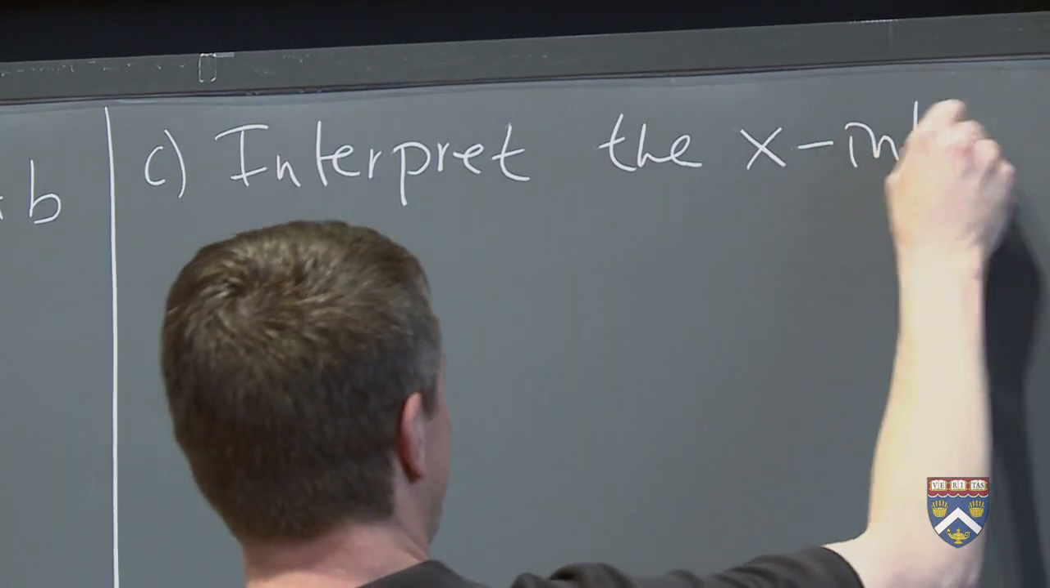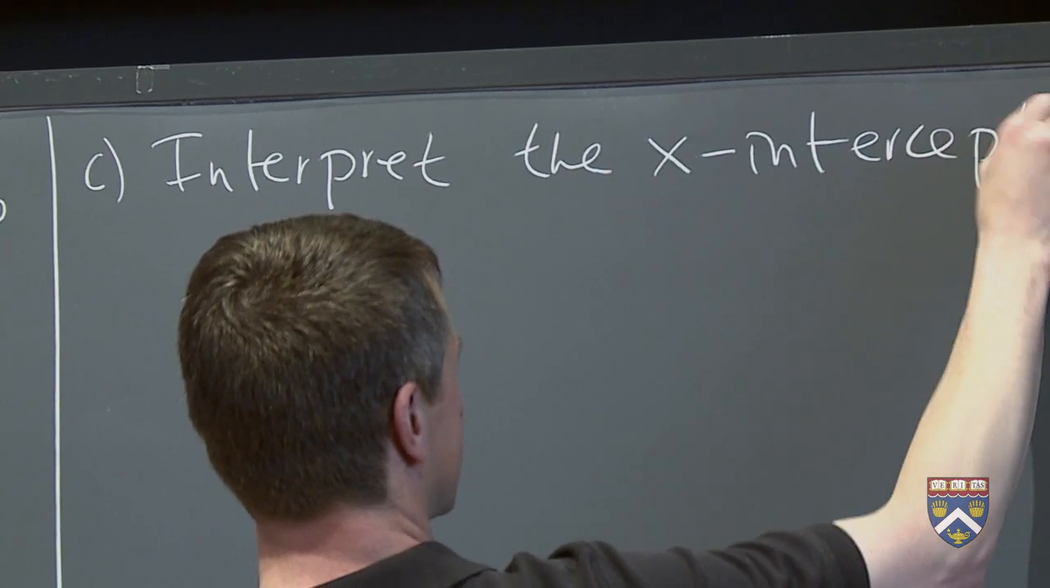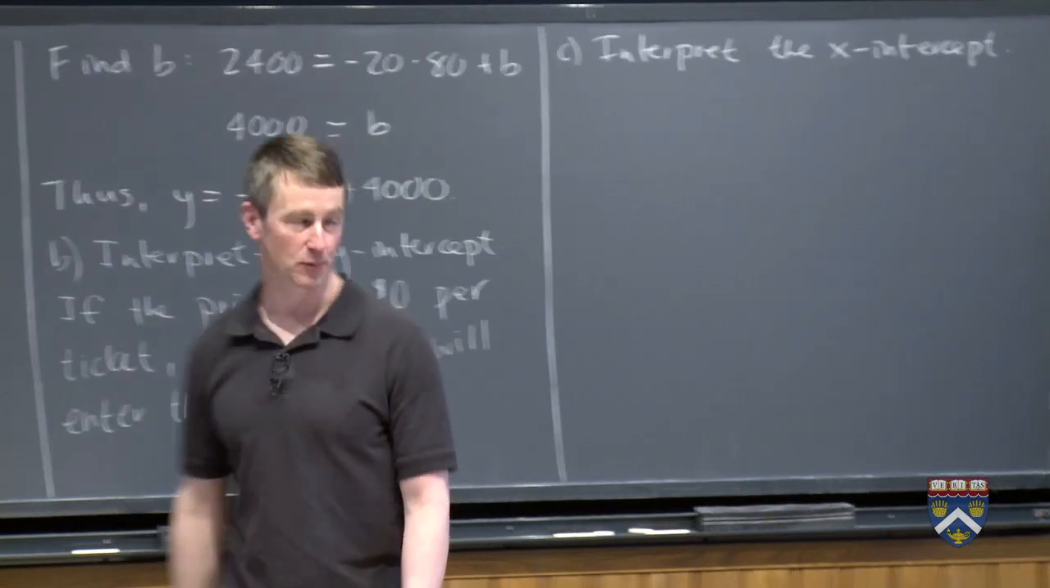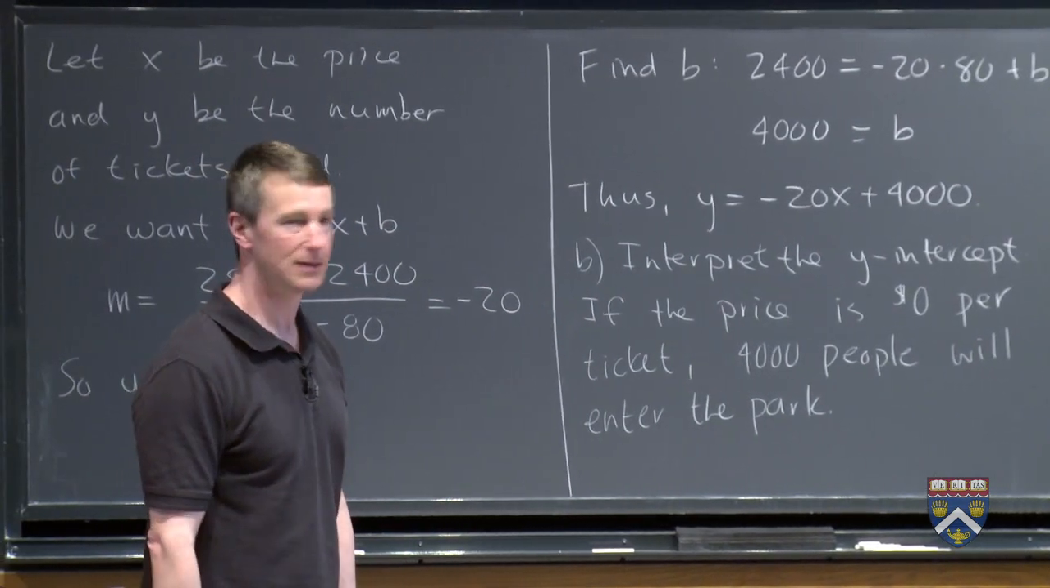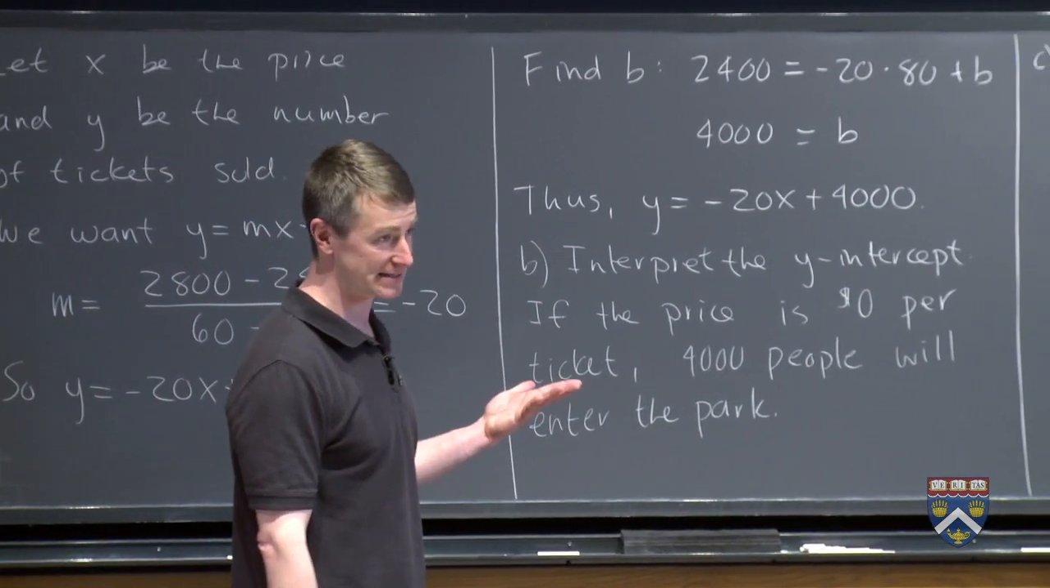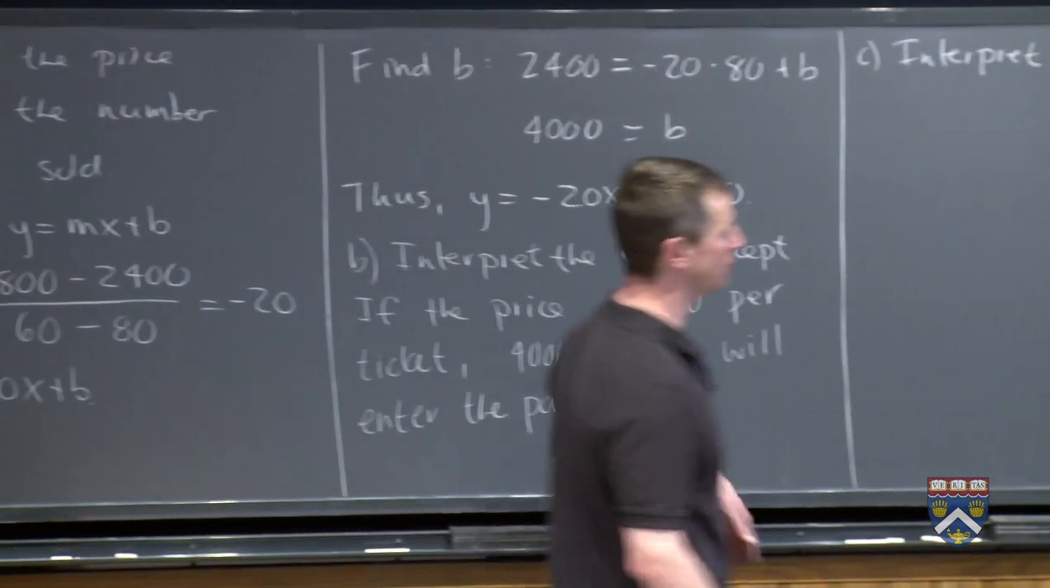Now, with a linear function, it's not as easy to see what the x-intercept is as it is with the y-intercept. When we see this equation, we just look right there at the value of b. That's the y-intercept. We need to do a little bit of work here to find the x-intercept. The x-intercept is when the y value is 0.